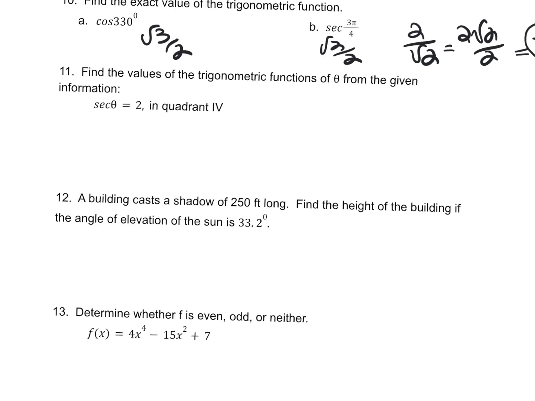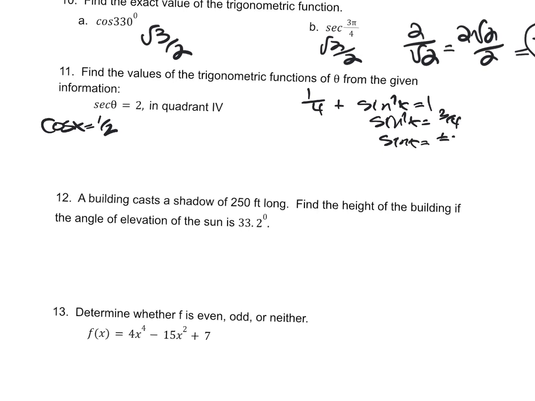Number 11, find the values of the trig functions given that information. Secant is 2, and it's in quadrant 4. If secant's 2, that means cosine is a half. I already know what the rest of them are, but I'm going to act like I don't. Remember, cosine squared plus sine squared is 1. If I square cosine, I get 1/4 because 1/2 squared is 1/4. If I move that 1/4 over and subtract it from 1, I get 3/4. And if I take the square root, I get plus or minus the square root of 3 over 2.